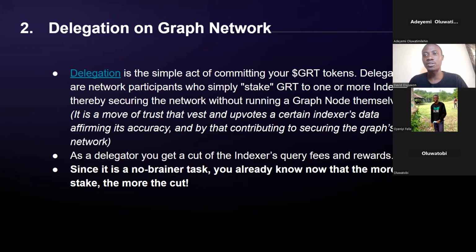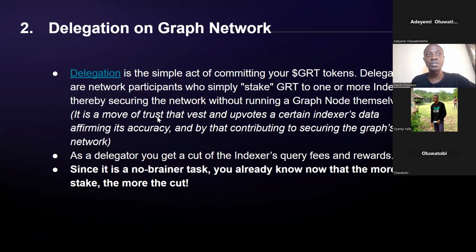Proof of stake consensus is you imbibing staking into the consensus mechanism of a particular blockchain, and by doing that, you're securing the blockchain. Bitcoin, for example, uses proof of work, and then Ethereum switched from proof of work to proof of stake, and the graph allows you to delegate, like lock up your token, your GRT, with those who are indexers, and by doing that, you're securing the graph network. And you're also earning. Now, it is a move of trust.